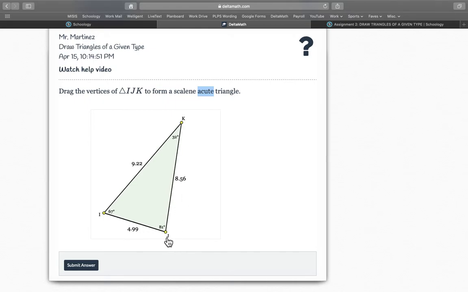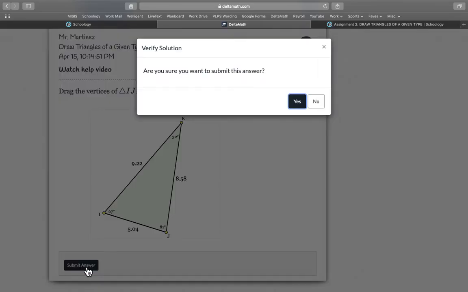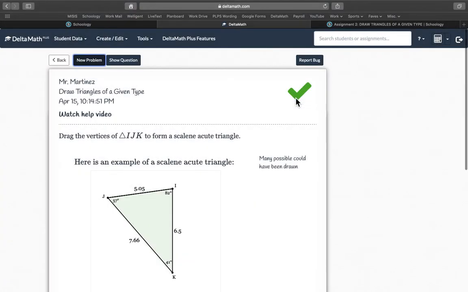But if you noticed, when I click here, look at the sides. The sides start changing too. So I got 81 less than 90, 32 less than 90, 67 less than 90. All three sides are different. It's the scalene part. So I hit submit. I say yes, and there we go.